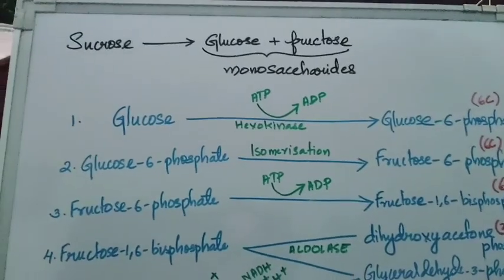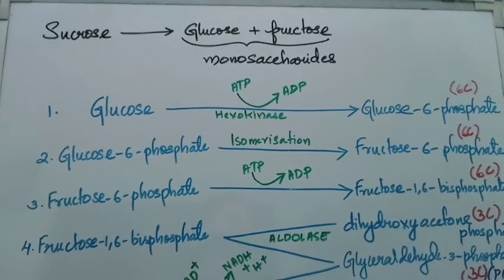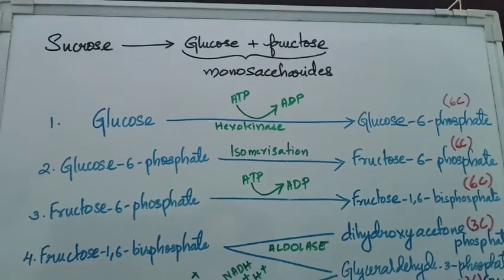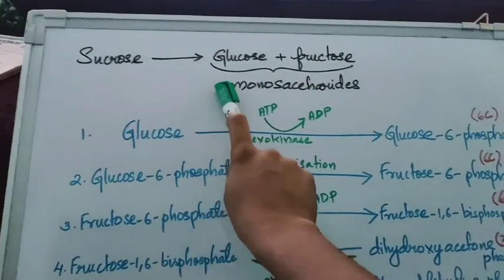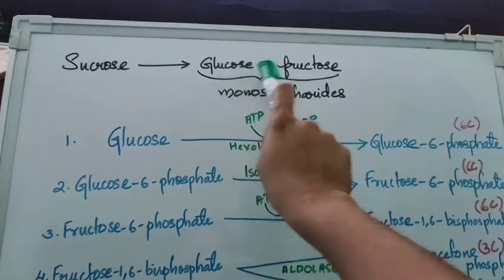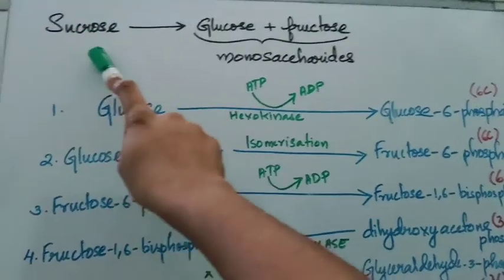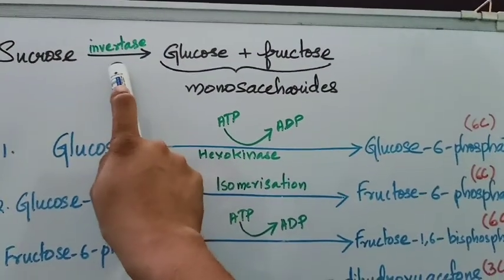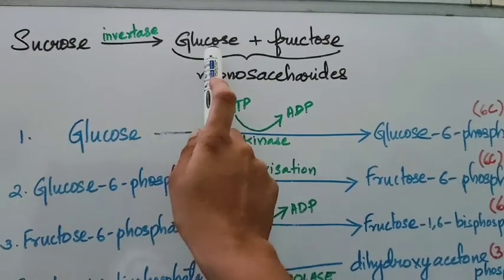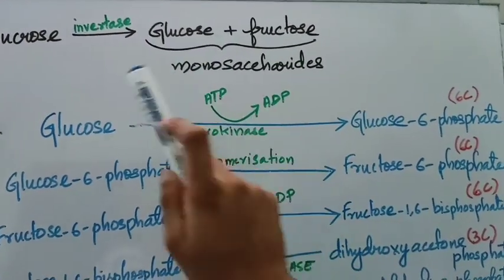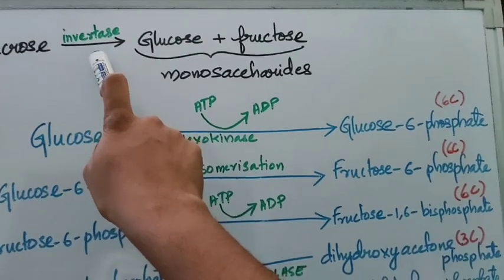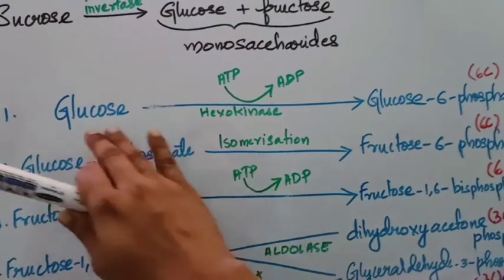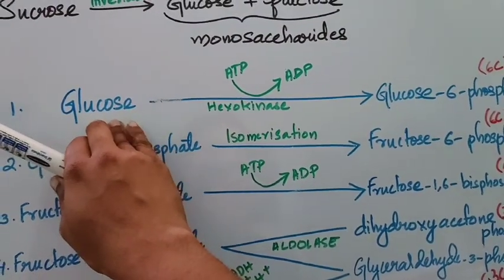So in plants, all the food that is prepared is stored in the form of sucrose or glycogen. First of all, those stored forms have to be converted into monosaccharides like glucose and fructose. So sucrose is first converted into glucose and fructose, that is monosaccharides, by the action of the enzyme invertase. Now we are studying glycolysis when glucose is the respiratory substrate.